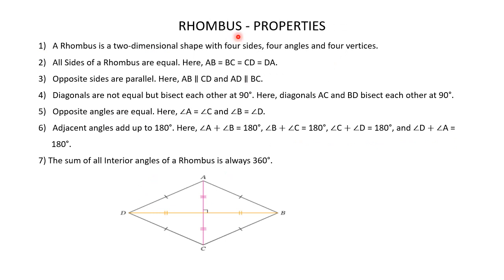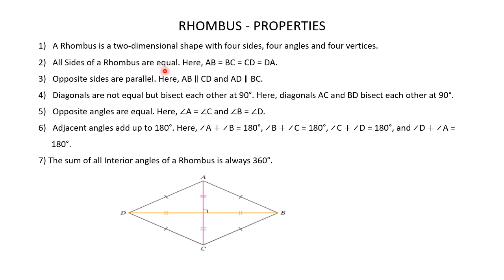Let's look at a few properties of a rhombus. A rhombus is a two-dimensional shape with four sides, four angles, and four vertices. Look at this diagram. Here, ABCD is a rhombus. This is a two-dimensional shape with four sides, AB, BC, CD, and DA. The four angles are angle A, angle B, angle C, and angle D. The four vertices are A, B, C, and D.